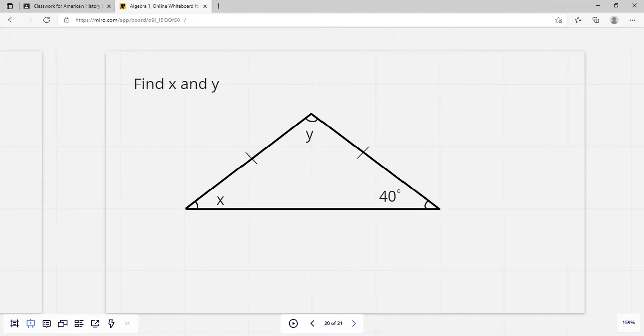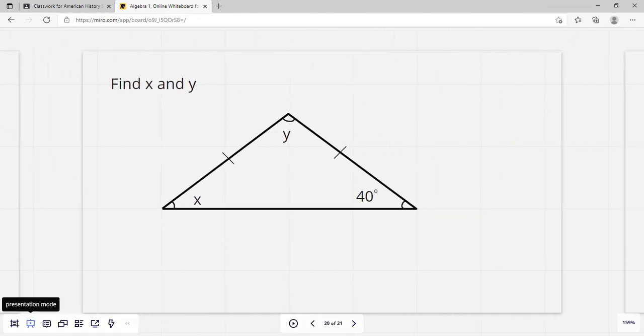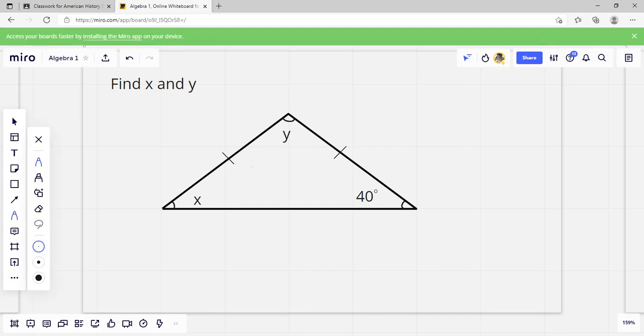Next one, this is B. Okay, so for this one we have to find x and y. Now this mark right here shows us that this angle is the same as this angle. Okay, so that one's opposite to 40 and this one's opposite x. So 40 and x have to equal each other. So that means x equals 40. Right, so if that's 40, we have to figure out what y is. Well, if we add 40 and 40, we get 80, and then we just do 180 minus 80, and we're going to get 100. So y equals 100.